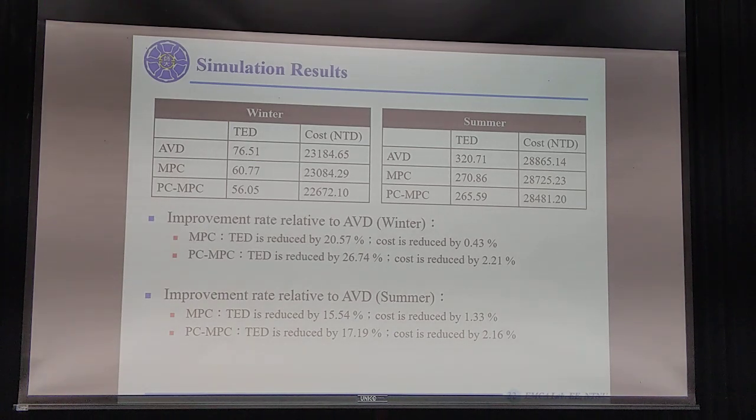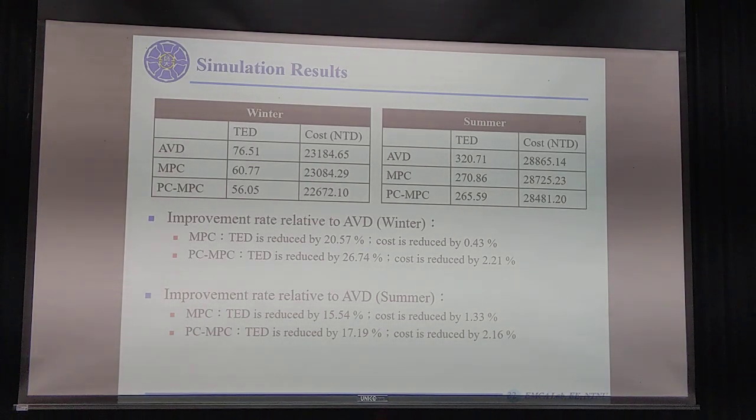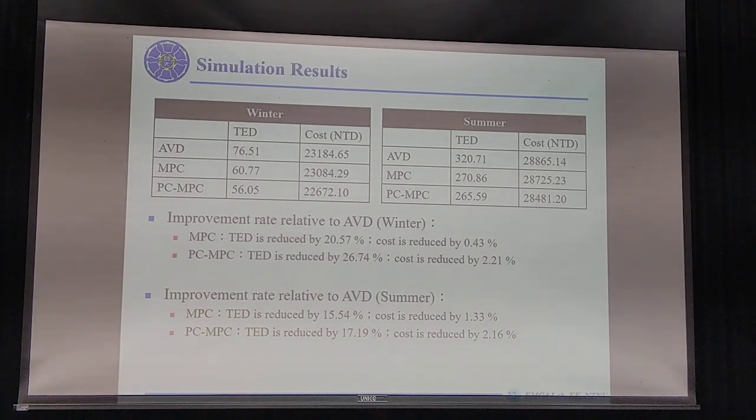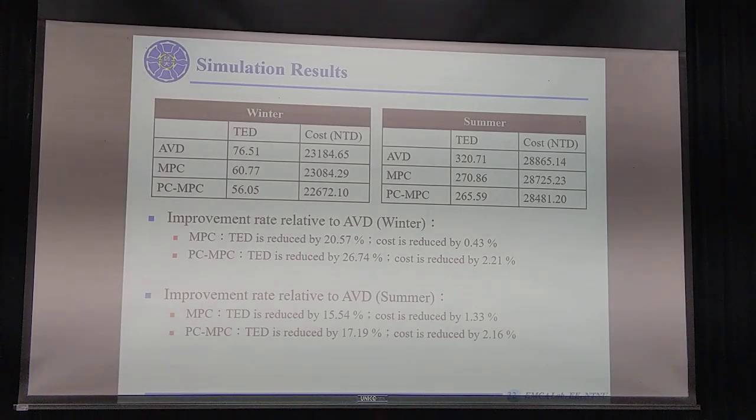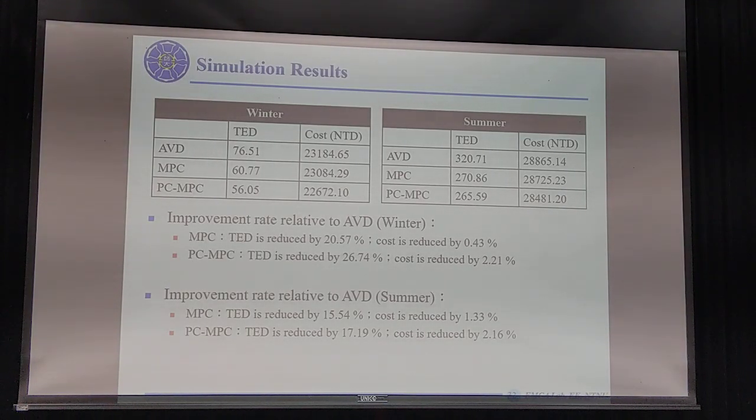This table summarizes the overall performance of our system. In the winter scenario, compared to average distribution charging, our proposed PCMPC reduced the total energy deficit by 26.74%, and it reduced the electricity cost by 2.1%.